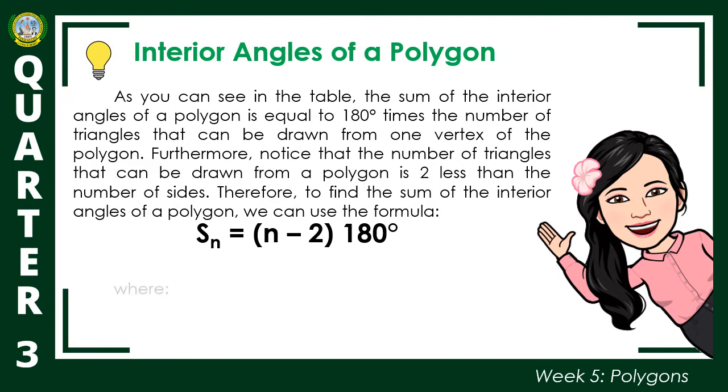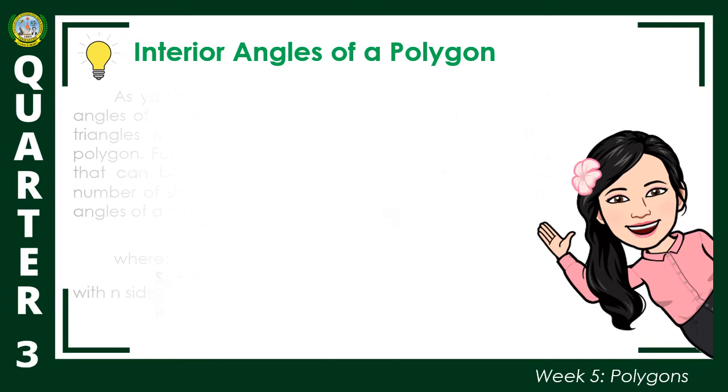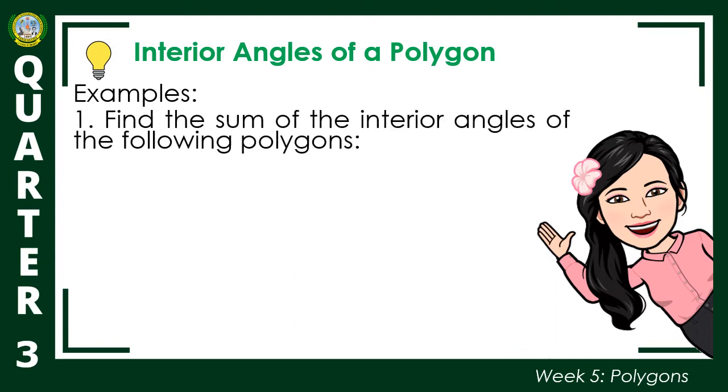S sub n stands for the sum of the interior angles of a polygon with n sides, and n is the number of sides of the polygon. Let us have examples on how we are going to apply the formula derived. Find the sum of the interior angles of the following polygons. Heptagon and octagon. Let us start with the heptagon.